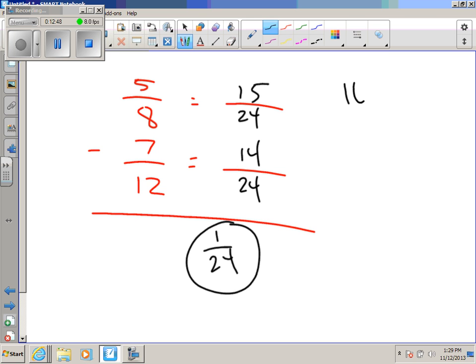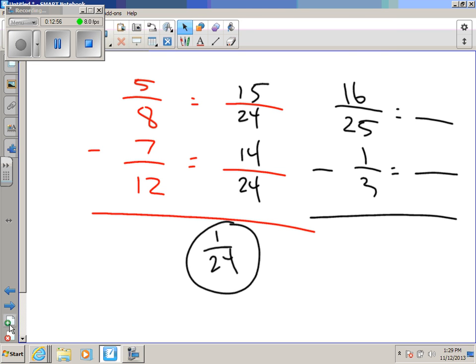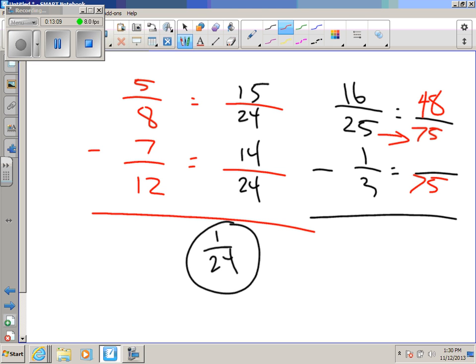And then 16/25 minus 1/3. 25 and 3. 25 doesn't work for 3. That's 50. Then 75. We've got to use 75. 25 times 3, 3 times 16 is 48. 3 times 25, 1 times 25 is 25. 48 minus 25, 23 over 75. The process doesn't change. The numbers are just a little bit larger than what you're used to.